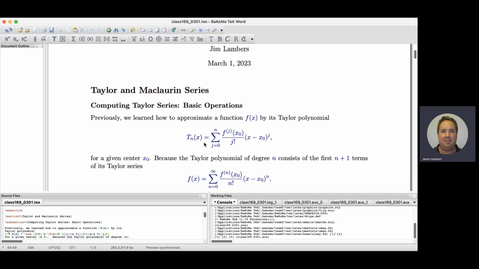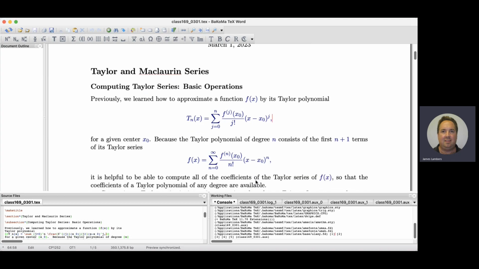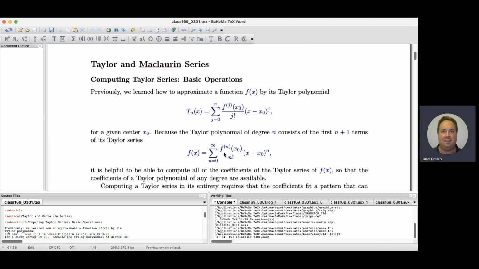Now this polynomial of degree n has n plus 1 terms altogether, and these are the first n plus 1 terms of the Taylor series. So what we'd like to be able to do is compute all of these terms, all of the coefficients. That can be done if, for a given function, you compute the first few coefficients, and maybe you can see a pattern that will help you get the rest of them.